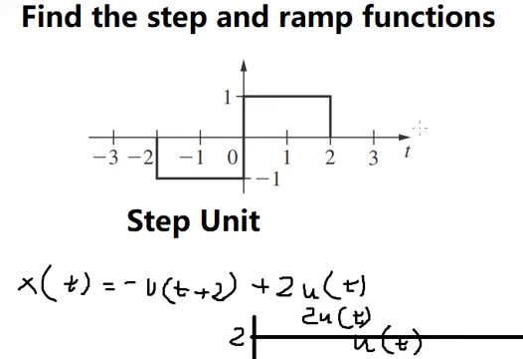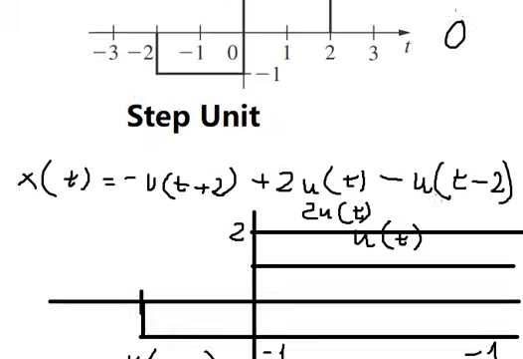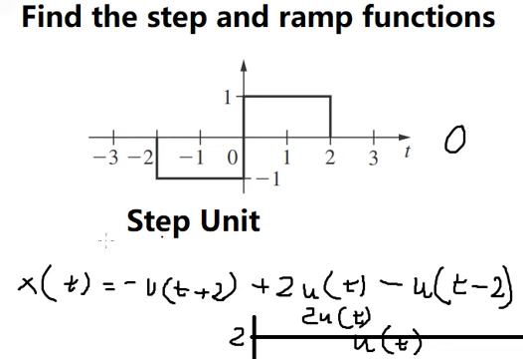Later, they go back to 0. That means we need to subtract another step function at t equals positive 2. That's u(t minus 2). So that they will go down 1 unit. Go in here. When we sum 2 minus 1 with another negative 1 in here, you get 0 in here. And this is the final answer.